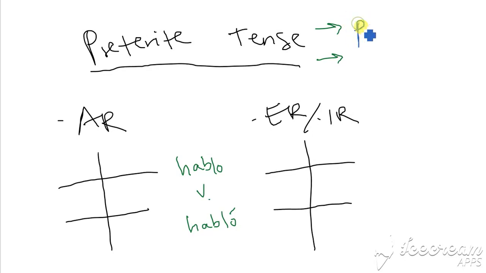So you use a preterite tense to talk about the past. In English, it's kind of like the ED version of a verb. So like I walked, we talked, etc. There are lots of irregulars, but in general, that's how it is.